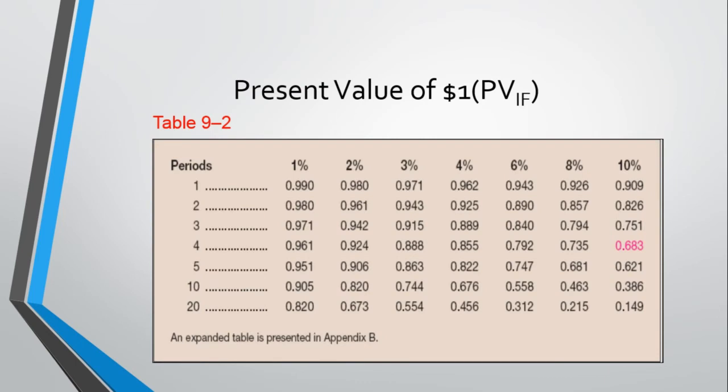Here is table 9-2, present value of $1. You see we look for, it's been 4 periods that we know, the interest rate is 10%, and we have 0.683 from that table. So we take that, based off of what we had before, and plug it into the equation to find out it was $1,000.